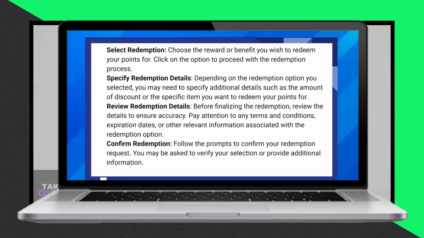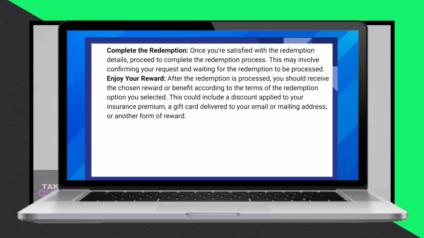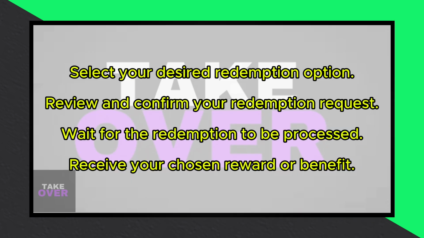Explore the various redemption options available for your Allstate rewards points. These options can range from discounts on insurance premiums to gift cards, merchandise, experiences, or charitable donations. Select the reward or benefit you wish to redeem your points for and proceed with the redemption process by clicking on the appropriate option. Depending on your chosen redemption option, you may need to provide additional details such as the amount of discount or the specific item you want to redeem for your points.